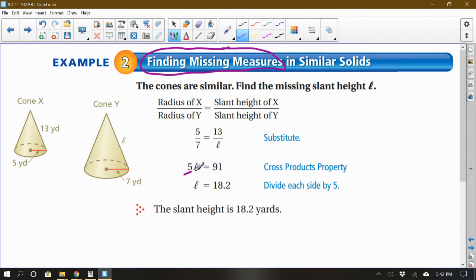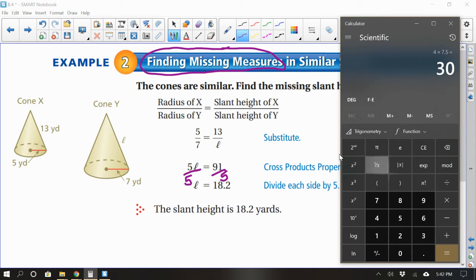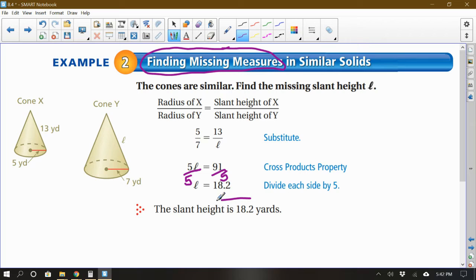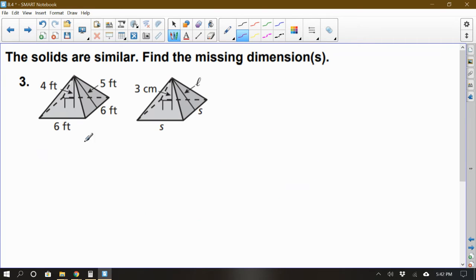How can we check their math here, though? Divide by 5 to get that letter L by itself: 91 divided by 5, 18.2. 91 divided by 5. Yeah, there we go. There's that 18.2. So there we go. That's how you figure out that missing dimension on this one cone. All right, let's see if we can do one ourselves.